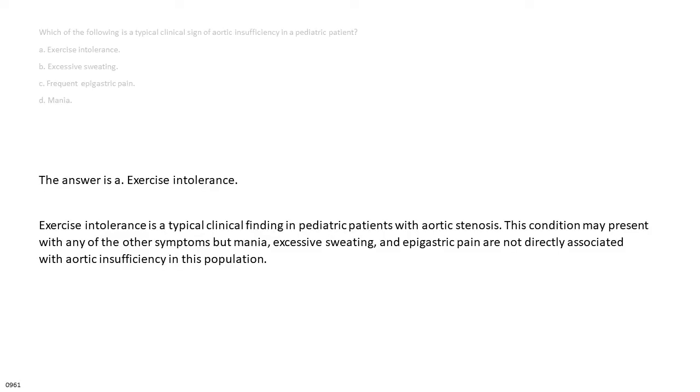The answer is A. Exercise intolerance. Exercise intolerance is a typical clinical finding in pediatric patients with aortic stenosis. This condition may present with any of the other symptoms, but mania, excessive sweating, and epigastric pain are not directly associated with aortic insufficiency in this population.